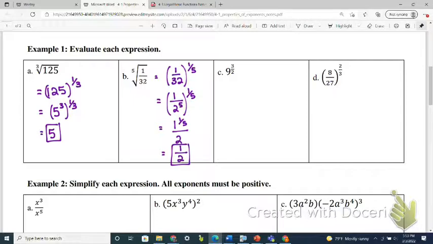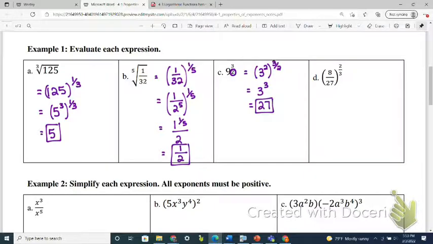9 to the 3/2. So I look at 9, and I know that this 2 down here in the denominator really means square root. So what I can do is I can think what number squared would get me 9, which is 3. So 3 squared is 9 raised to the 3/2 power. So now I have power to a power, I can multiply. 3/2 times 2 is just 3. So I get 3 to the 3rd, which is 27.